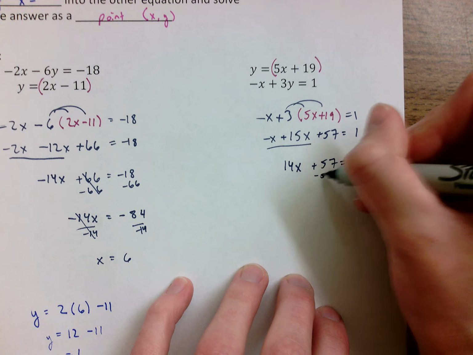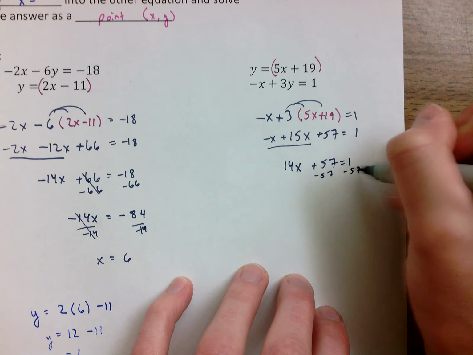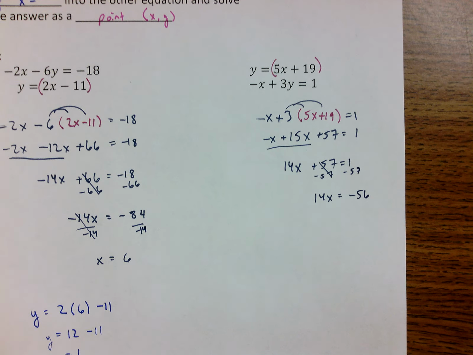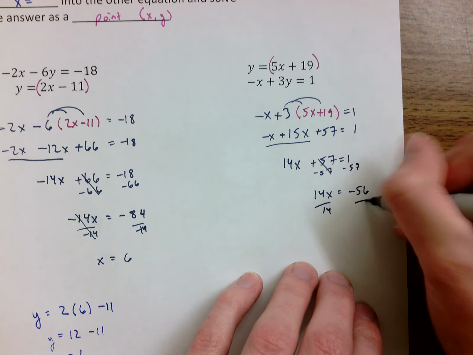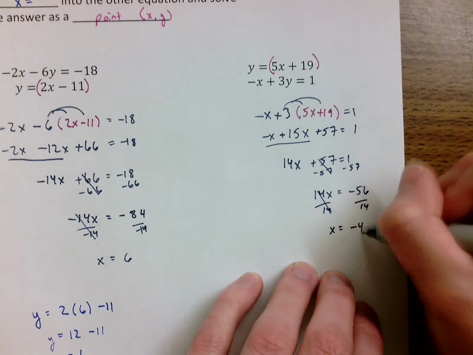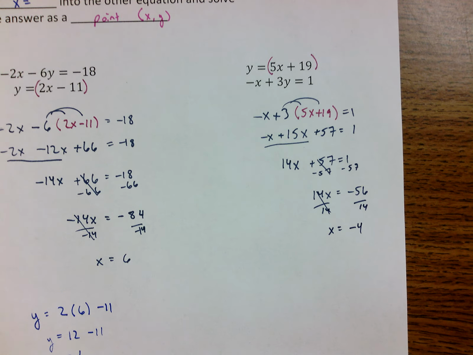Subtract the 57 from both sides. So 14x is going to equal negative 56. And then I'm going to divide both sides by 14. I don't know if you heard me, but I just threw that into my calculator. We got x equals negative 4. Okay, so again, if you want to use a calculator for these, that is not a problem. You go ahead and do that.